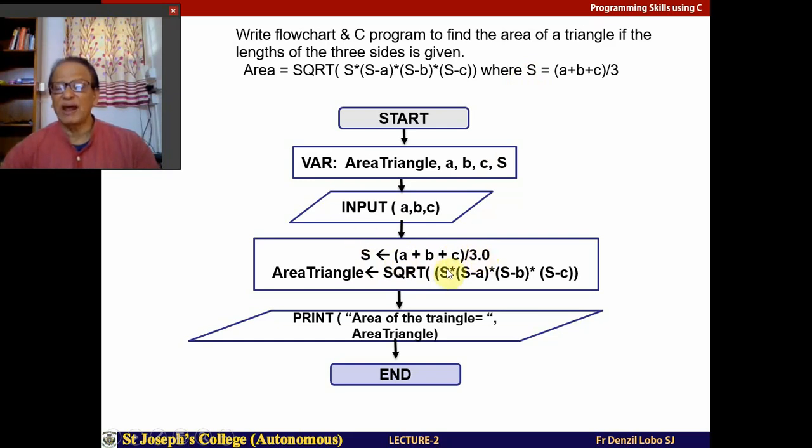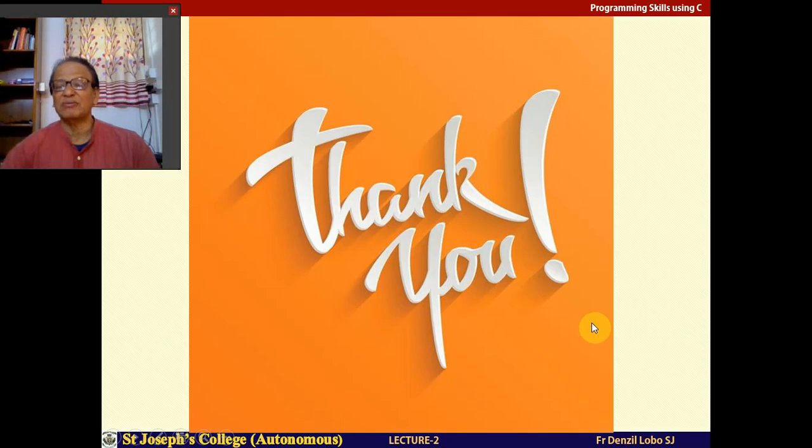And then use this value in this formula. SQRT means square root. There is a function which we are going to use in our C. And s into, don't forget this operator, s into s minus a into s minus b into s minus c. So that calculates the area of a triangle, and you display the area of the triangle. So with that, I would like you to spend some time and then write C programs. Convert these two flowcharts into corresponding C programs, save those programs, compile those programs and then execute those programs. Thank you very much.